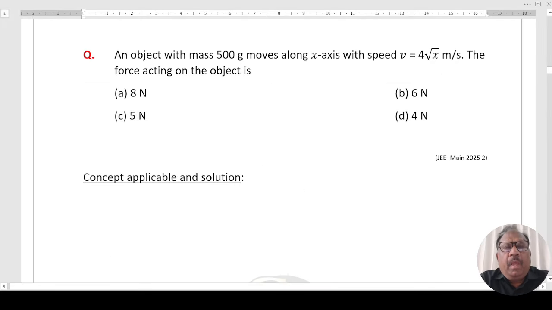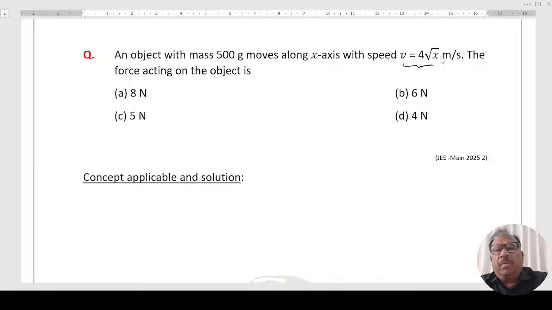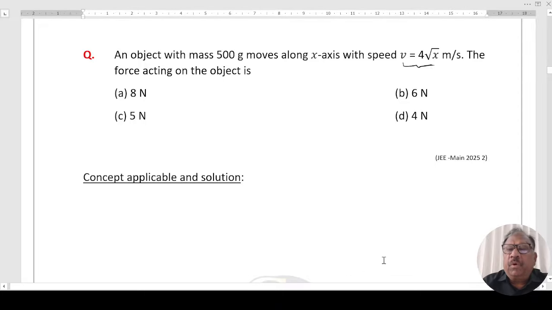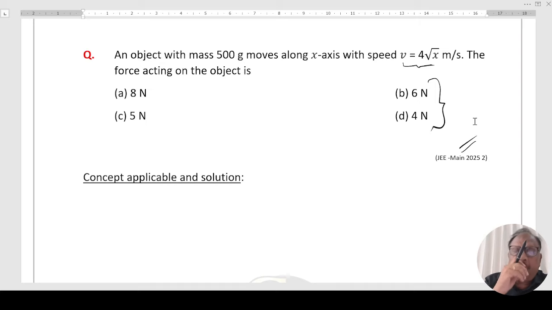Question is, an object with mass 500 gram moves along x-axis with speed 4 root x meter per second. The force acting on the object is, four options are given, one of the options is correct. Question is taken from JEE Main 2025. Concept applicable in solution: we have to find force.